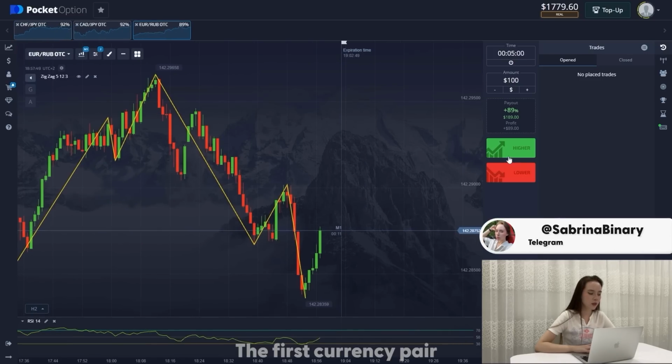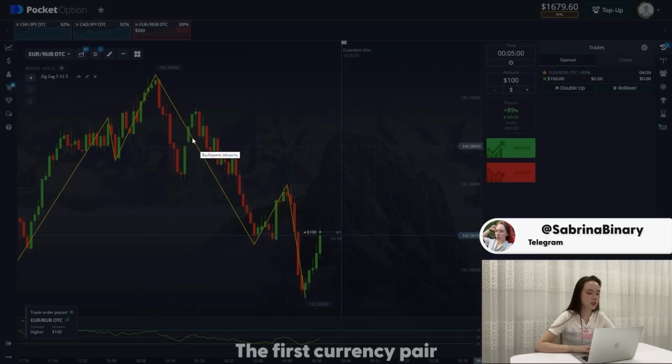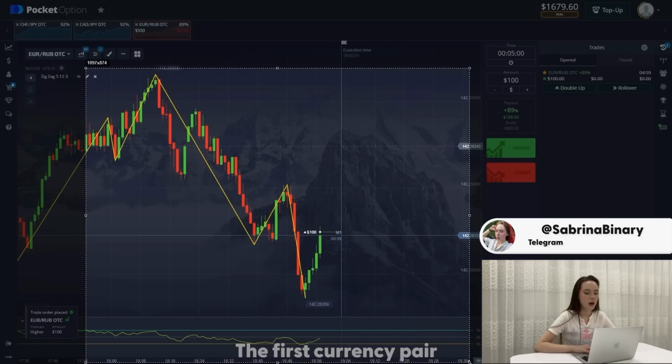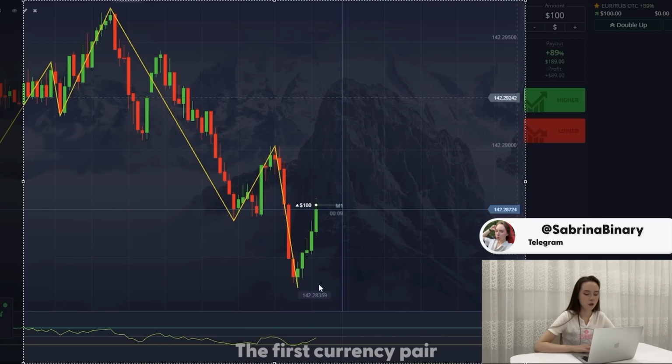A wonderful currency pair, and we immediately open a deal to increase the price. And the final local minimum was formed earlier. The zigzag indicator tells us about it. According to this indicator, it will go up, as will our chart. And the second indicator, RSI, is now in the middle area directed upwards. So it too tells us about the upward movement.